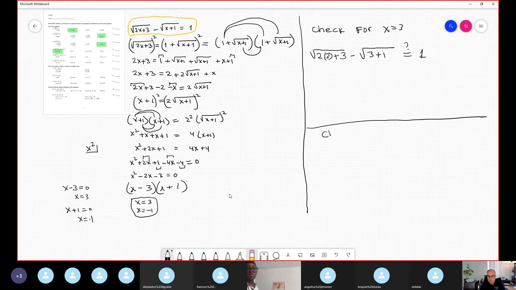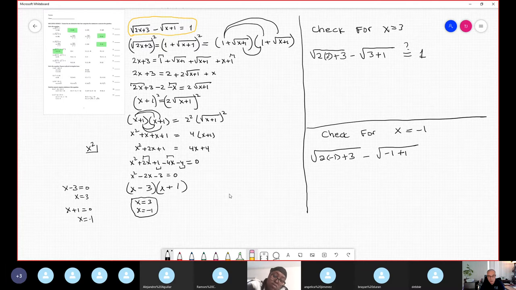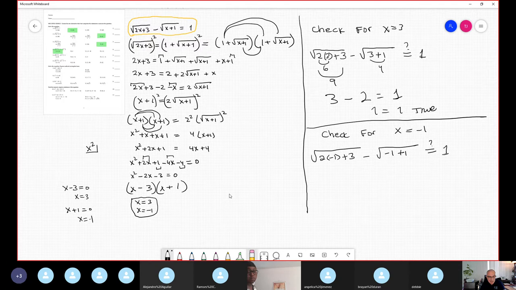The second, checking for x equal negative 1: square root of 2 times negative 1 plus 3, minus square root of 3 times negative 1 plus 1, should be equal to 1. Okay, this is 6, this is 9, 6 plus 3, and the square root of 9 is 3, minus something. 3 plus 1 is 4, and the square root of 4 is 2. Yes, it's true. 3 minus 2 is 1, 1 equals 1. True. The solution 3 is perfect.